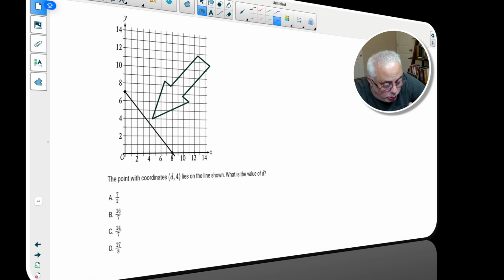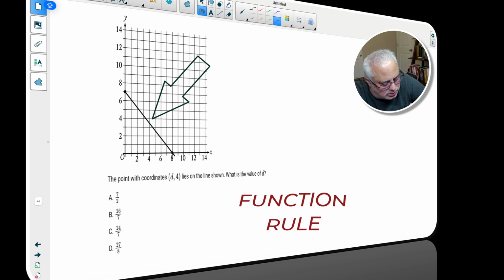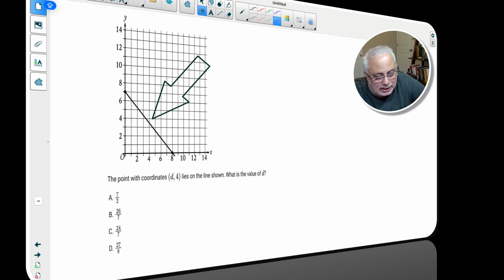So we are working here with the beautiful function idea, and the function definition: input and output. The input here is d, which I don't know, x, and the output is 4. And how can I play with input and output? With the function rule, but I don't have the function rule. So this is the first thing that comes to you, the function rule.